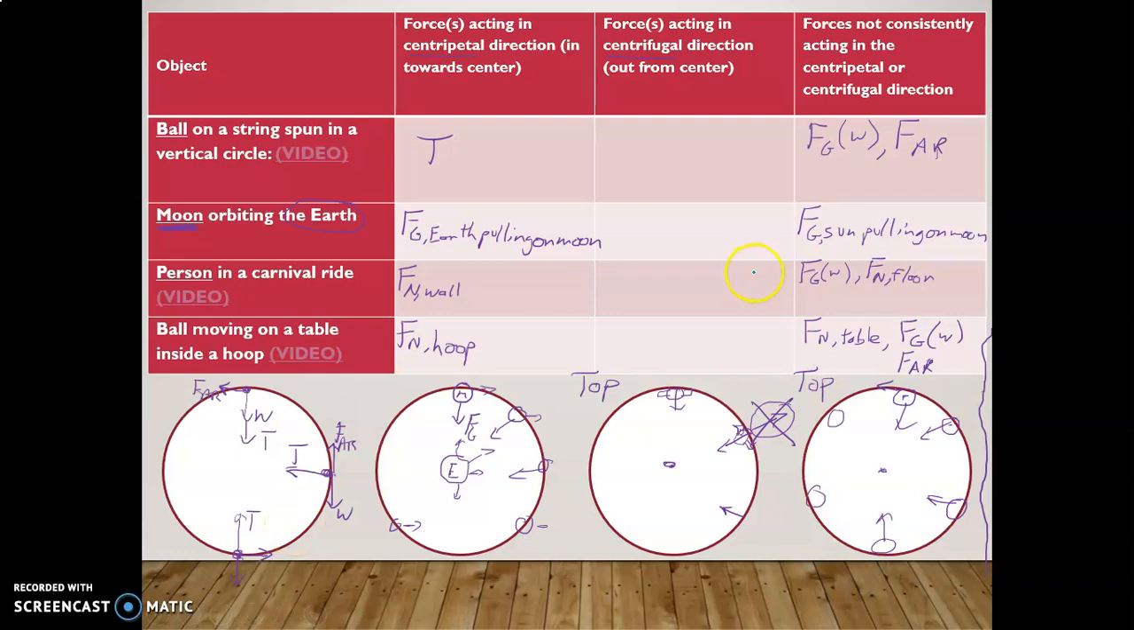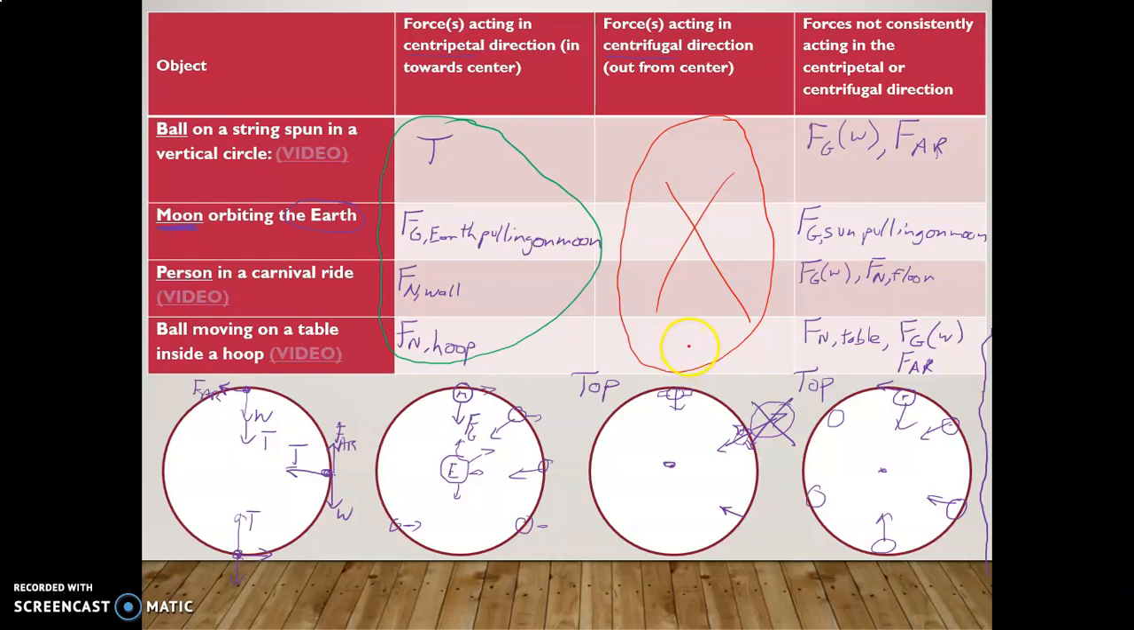So what should we get out of all this? Looking at the patterns here, we see there's always a force acting in the centripetal direction. And we also see that we had all those objects moving in a circular path, and especially for a ride or being in a car, we feel like there should be a force in the centrifugal direction, but there's not any. There could be, but there doesn't have to be.